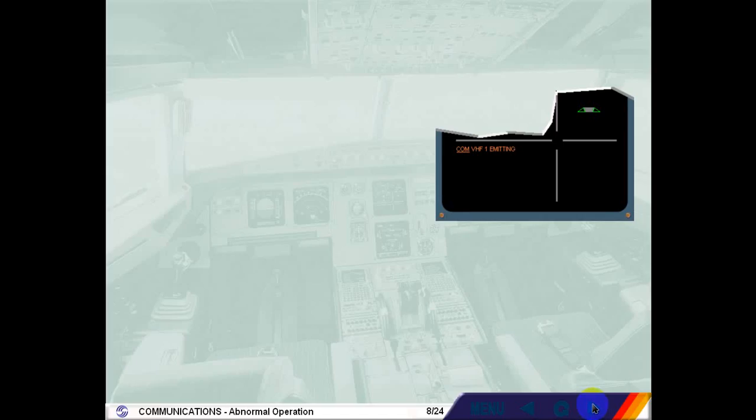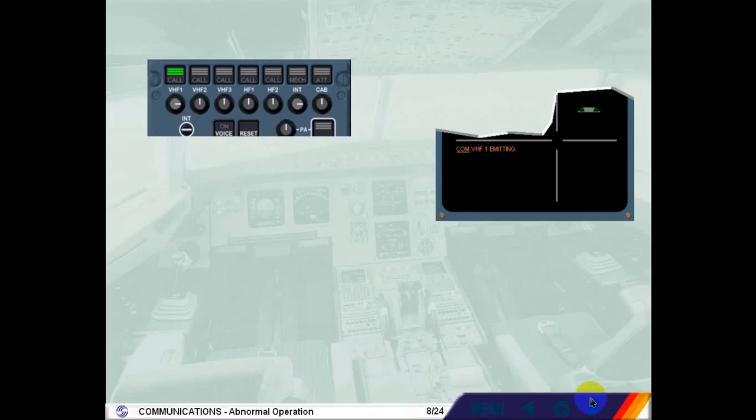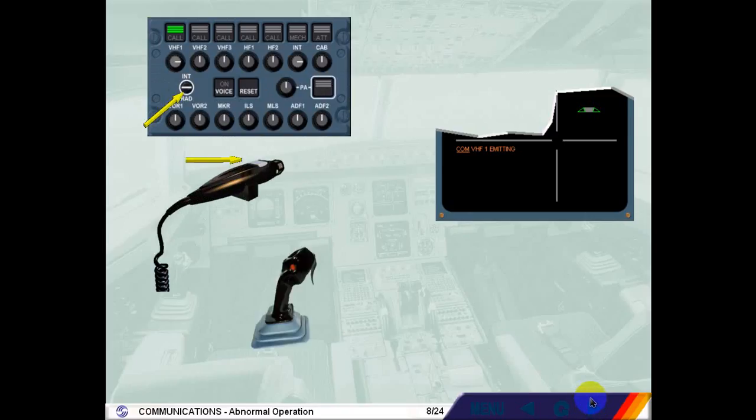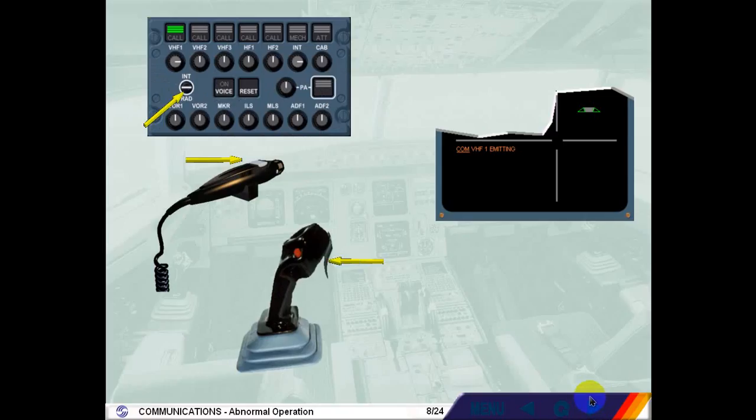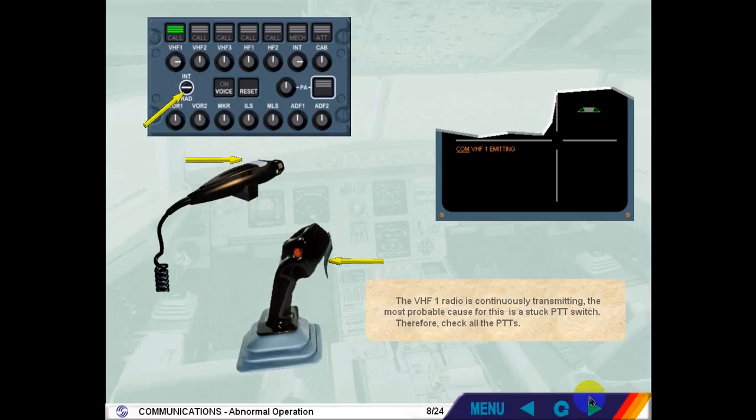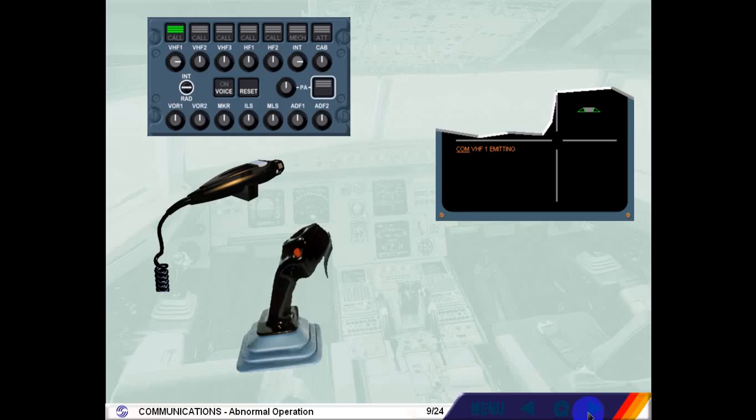The VHF-1 radio is continuously transmitting. The most probable cause for this is a stuck PTT switch. Therefore, check all the PTTs. You found one PTT stuck in the transmit position. After you release it, the ECAM message disappears.